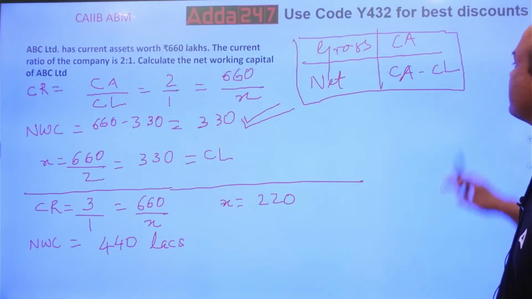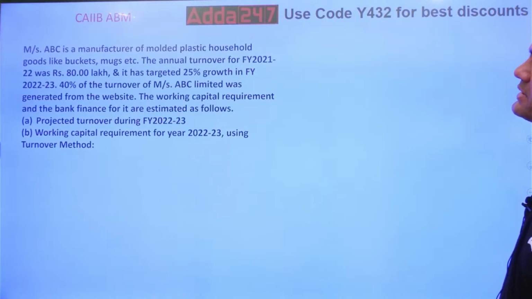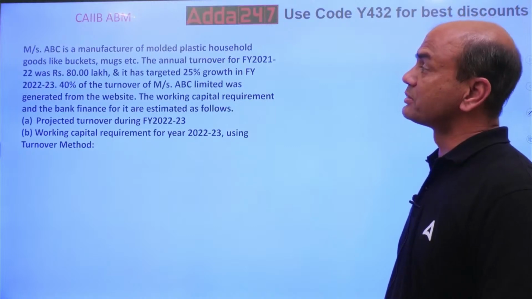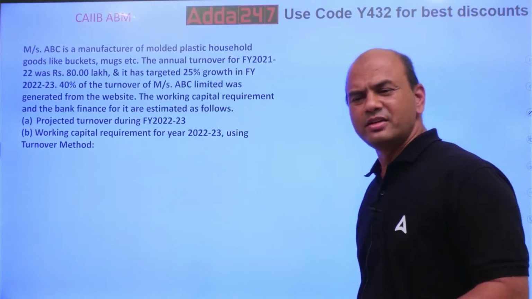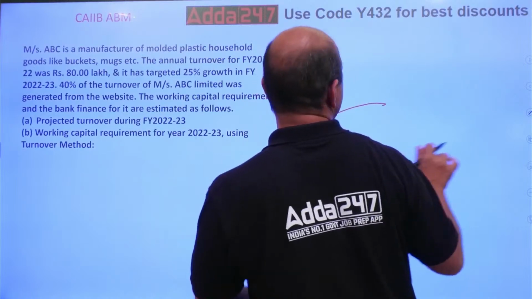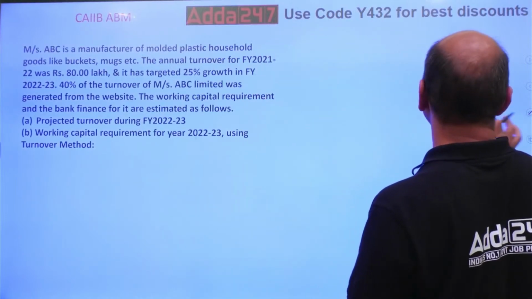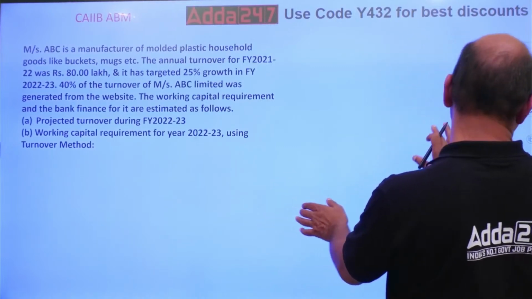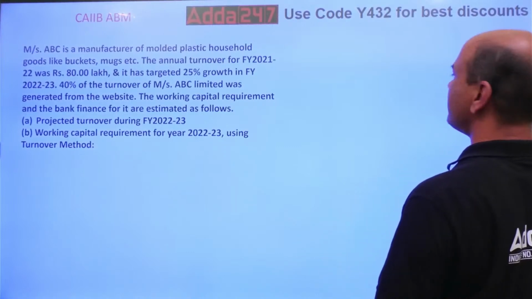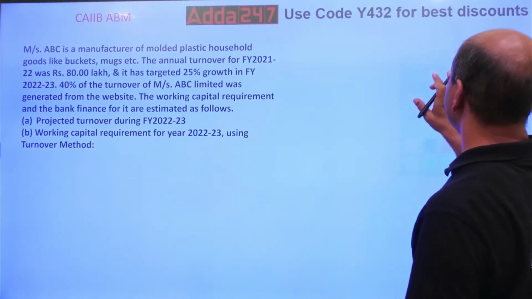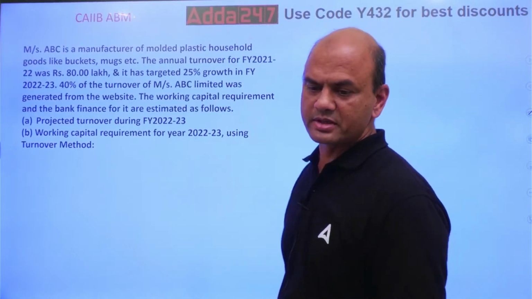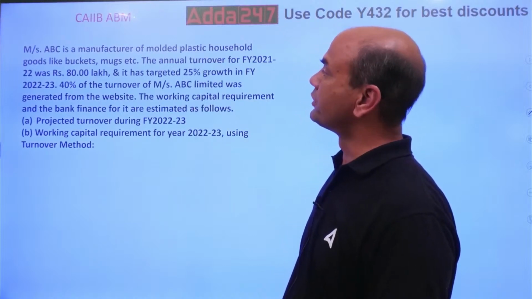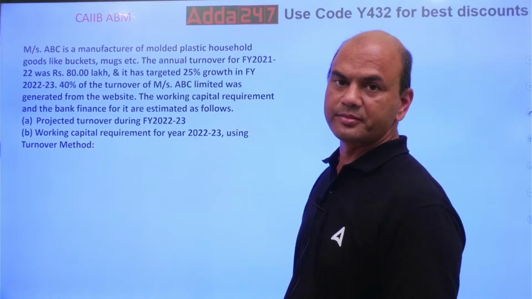Next. ABC is a manufacturer of molded plastic household goods like buckets, mugs, etc. Basically, what does it mean? This company is a manufacturing company. Let me see if it expands. It's not expanding over here. So ABC is the manufacturer of molded plastic household goods like buckets, mugs, etc.